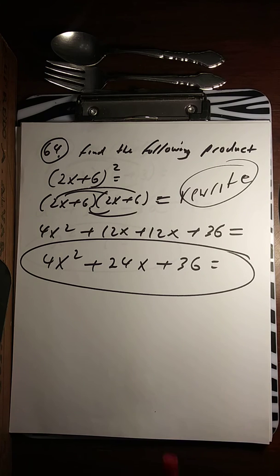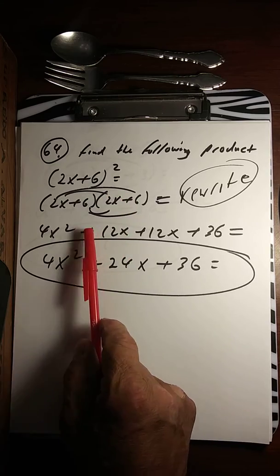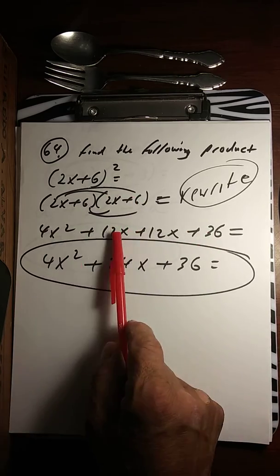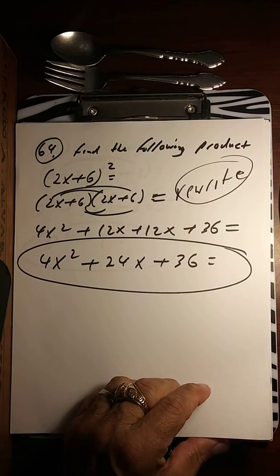2x plus 6 squared. So 2 times that is 4x squared. That's just going to be 12x. It's going to be 12x, 36. So 4x squared. 12 plus 12 is 24 plus 36. 4x squared plus 24x plus 36.